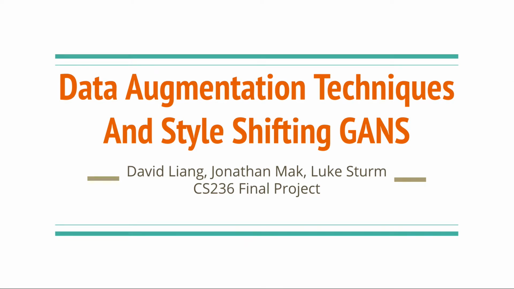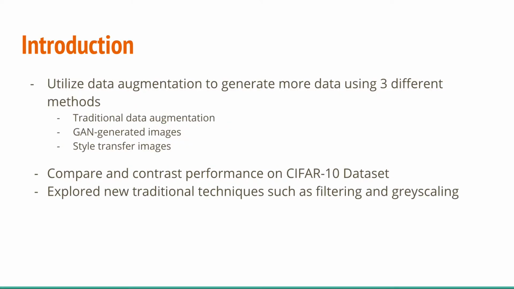And I'm Luke, and this is data augmentation techniques and style shifting GANs. With the rise of deep learning, it's become ever more important to have access to large data sets. For image data, we've used traditional data augmentation techniques to increase the amount of data we have. This includes stuff like cropping, rotating, and flipping images. Today, we're going to explore how we can use GAN generated images and also style transfer as data augmentation techniques.